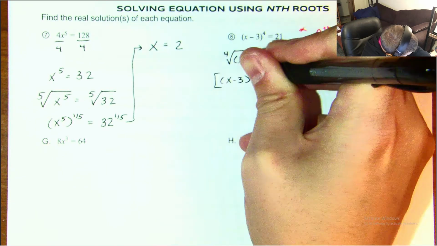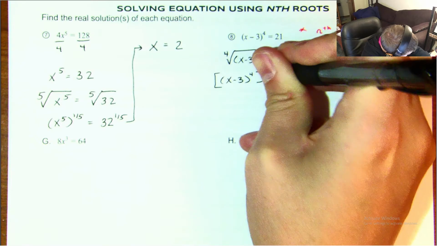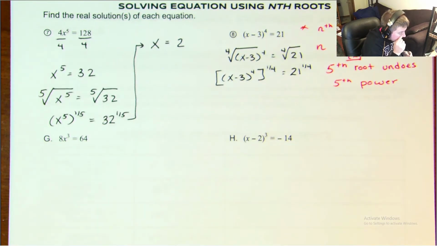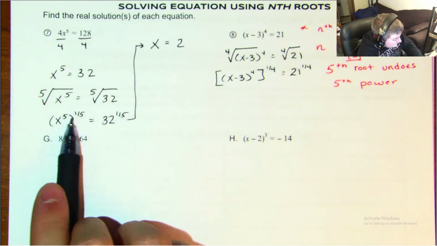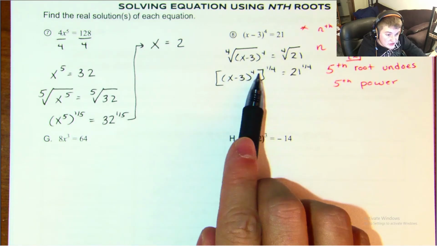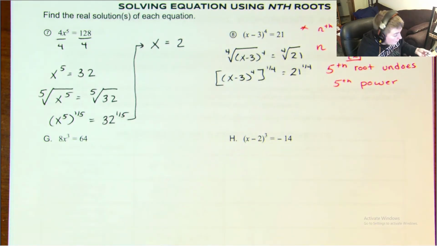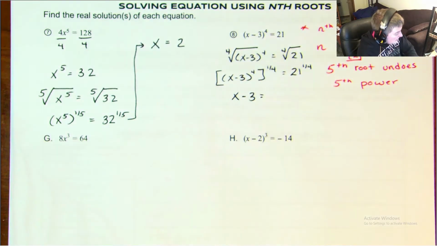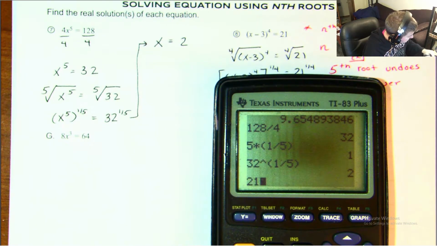Okay, and that's the same as the 1/4 power. So we're going to get 21 to the 1/4 power also. As I look at this, I know just by showing previously that these are inverses of each other. They're going to undo each other, so they go away completely. So now I'm just left with x minus 3 is equal to 21 to the 1/4 power.